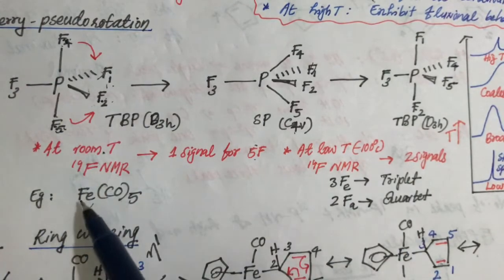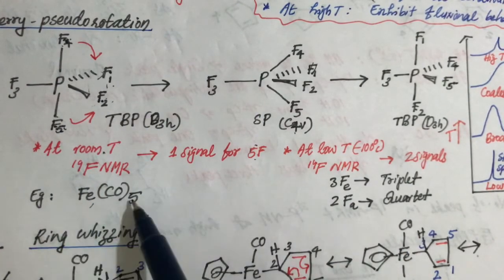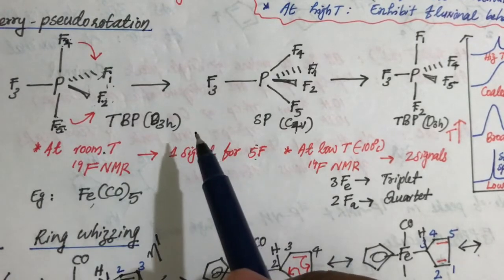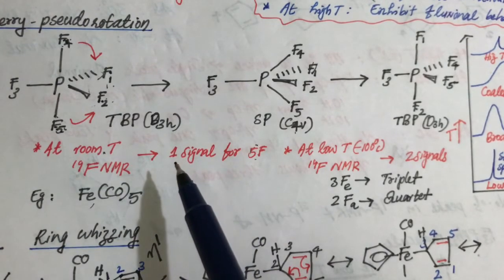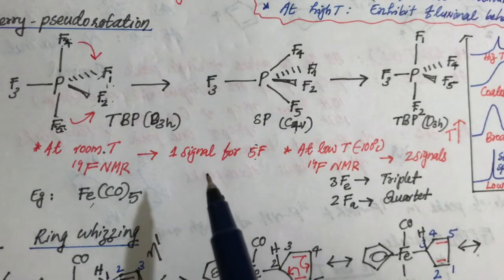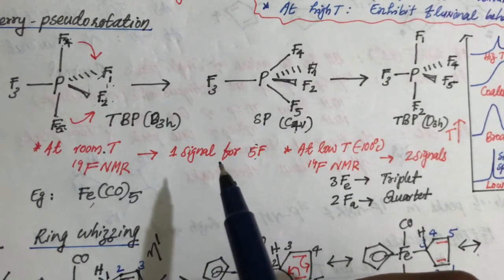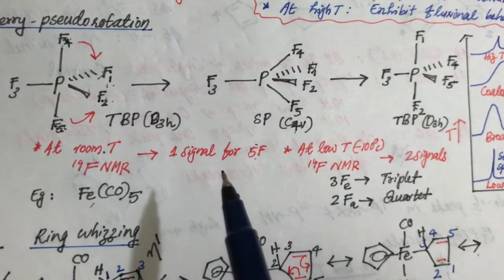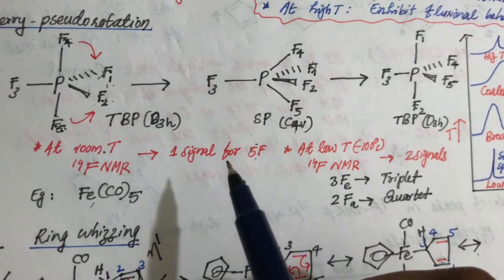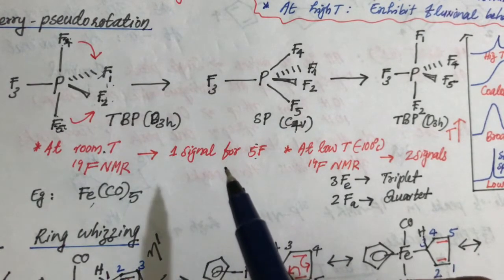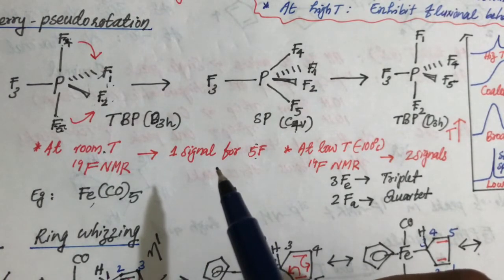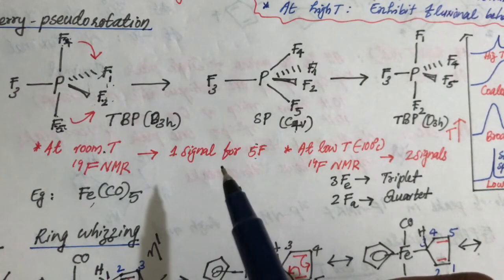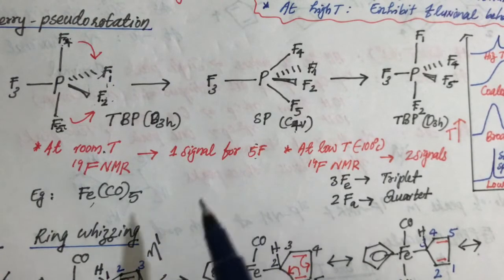So this is another example: the Fe(CO)5 molecule gives you this Berry pseudo-rotation. In this kind of trigonal bipyramidal molecule at a high temperature, fluxional behavior by means of Berry pseudo-rotation takes place, and that gives you only one signal. But at a low temperature it is rigid, and that molecule gives you 2 peaks corresponding to 2 chemical environments, that is, equatorial and axial.